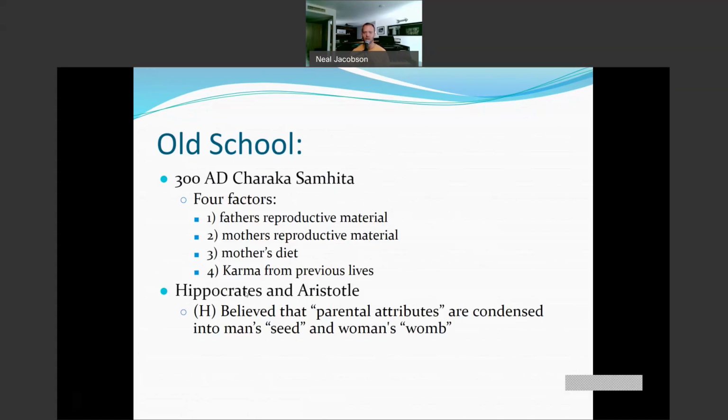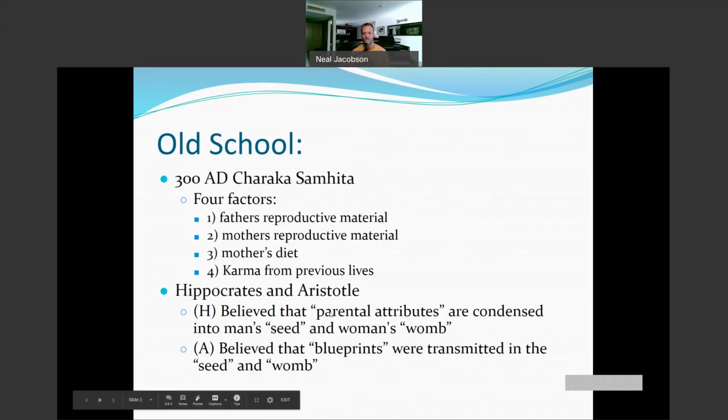It's kind of interesting though, because this is obviously way before DNA, but they recognized that through the process of sex there was something planted, and the woman's womb is like the fertile field, right? And then that something grows. I mean, it's almost like a magical thing in a way. And so that was Hippocrates. And Aristotle believed that there were blueprints. He was the first one to really use the term blueprints that were transmitted in the seed and womb.